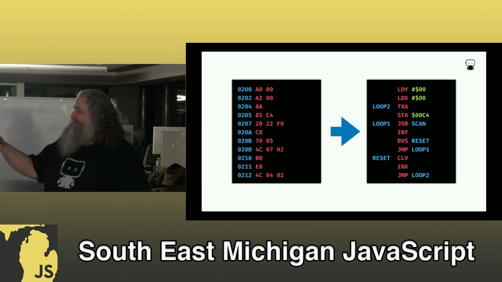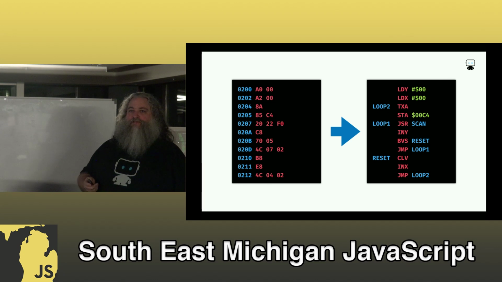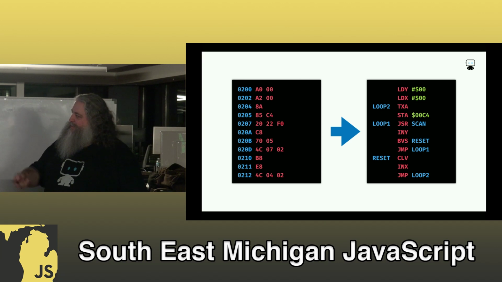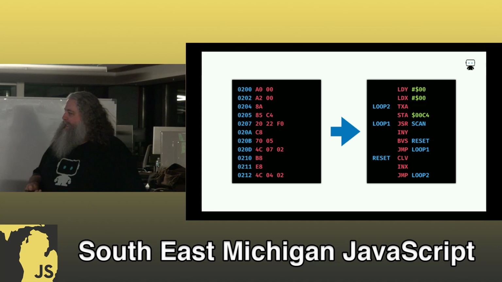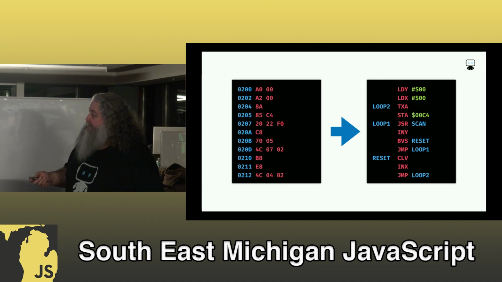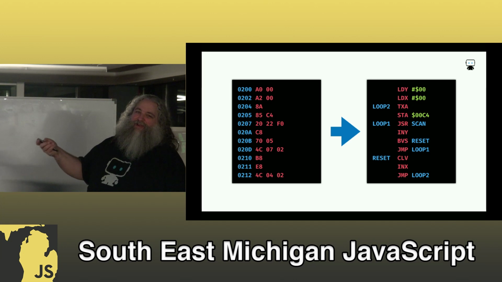But it turns out this is just a doubly nested loop. And so I'm using the X and Y registers as places to store that. And then I got a couple labels there for the jump operators to jump to. And that's what this does. It's more readable, though, than it was before, but it's still not really very readable.